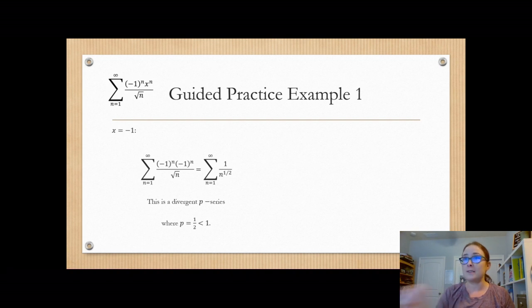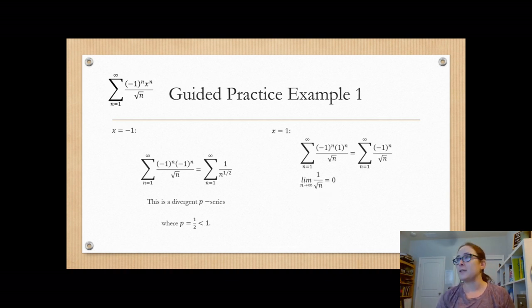Okay, so one down. Now let's do the same thing for x equals 1. Again, I'm going to plug it in for x and simplify. This time I end up with (-1) to the n over the square root of n. Not a p-series because of that alternating piece on the top. So instead, I'm going to try an alternating series test. For that, I have to show that the limit of 1 over the square root of n equals 0. Remember, you leave off the alternating piece for the alternating series test.